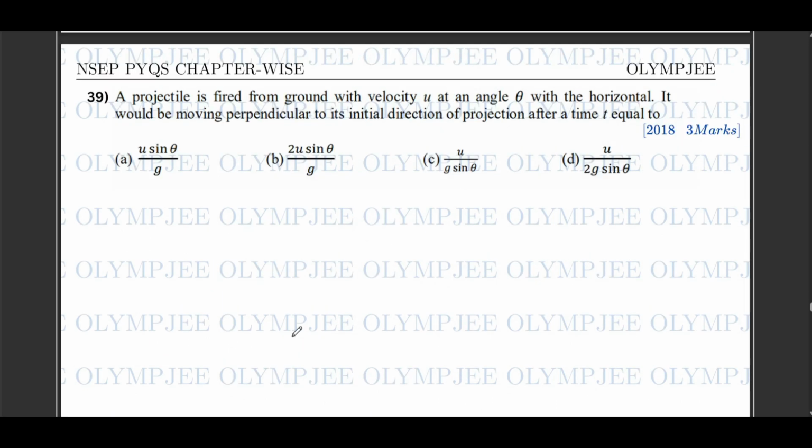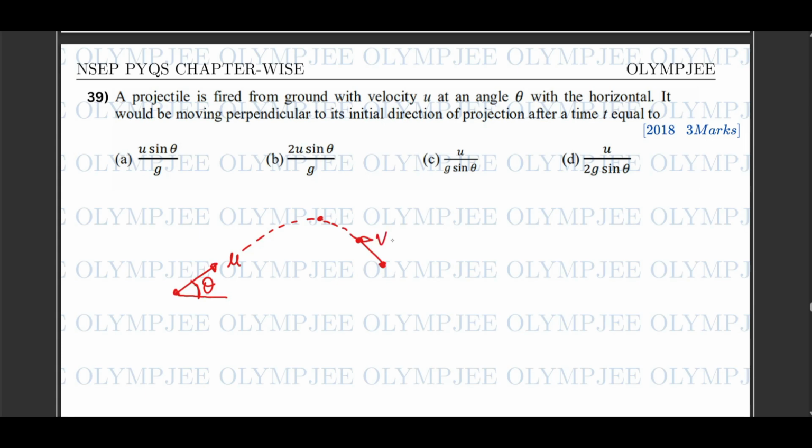So question 39 says that a projectile is fired from the ground with velocity u at an angle theta with the horizontal. It would be moving perpendicular to its initial direction of projection after a time t. So it is given that the particle is thrown with velocity u at angle theta, and we need to find the instant when the velocity will become perpendicular.